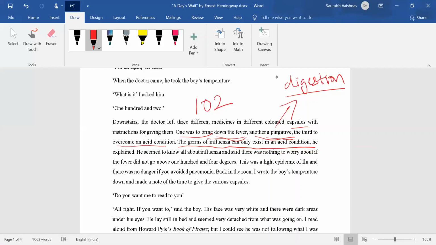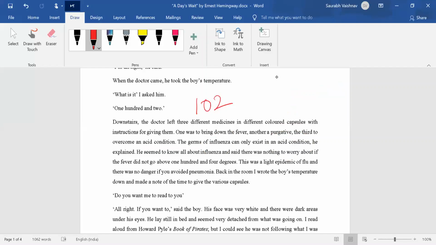He said that influenza, flu, which is a disease, can only exist in an acid condition. Whenever a person is suffering from acid, there are chances that the virus of influenza can survive, can exist in that acidic condition. So that was what the doctor said.